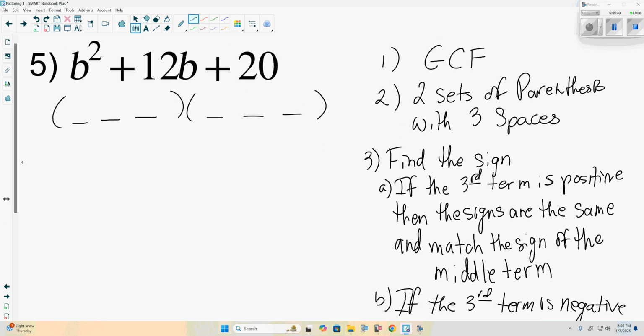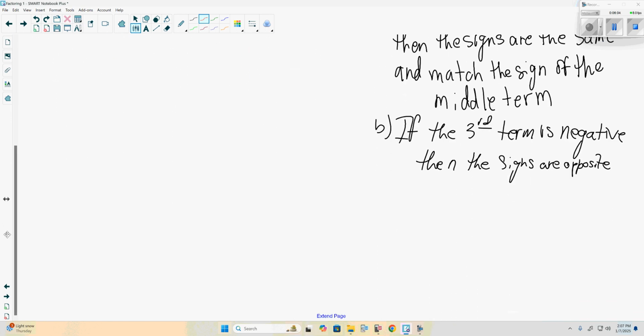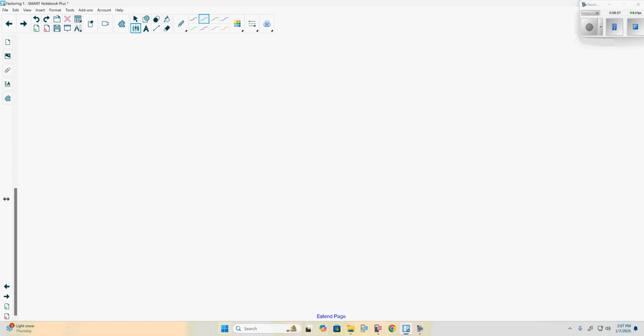So if we look at this one here, the third term is what? Positive or negative? Positive. So the signs are the same and match the sign of the middle term, which is also positive. So both the signs are positive. The third step is a lot of writing for not a lot. Let's go on and get the last two steps.